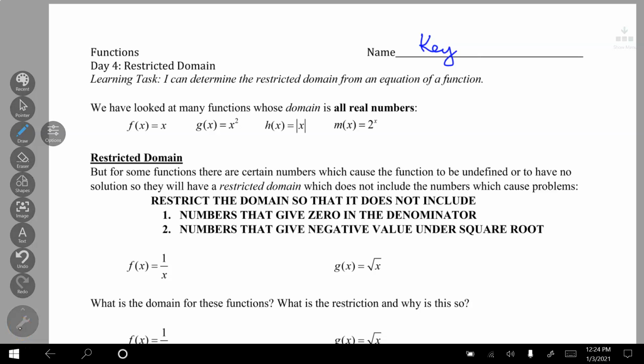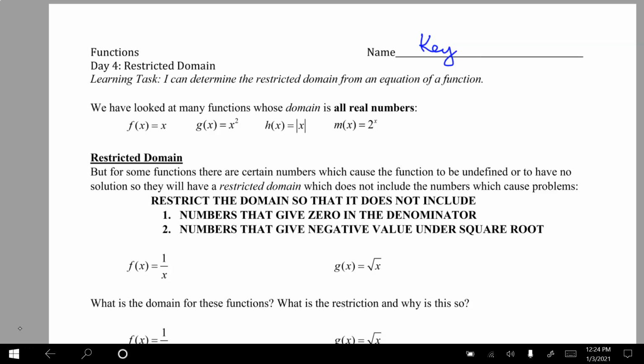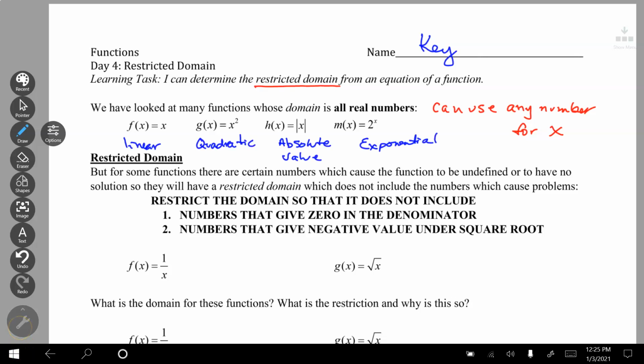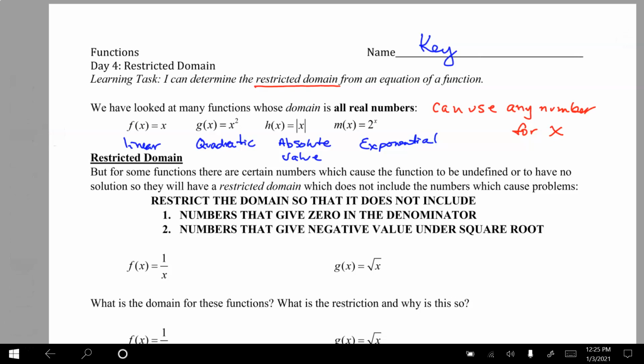Today's lesson is going to look at functions that have a restricted domain. Not all functions can use any number for x. So these functions that we see here all have a domain of all real numbers. I can use any number for x and it wouldn't matter. So these four functions, linear functions, a quadratic, an absolute value function, and an exponential function, you can use any value for x that you want. It doesn't matter. So we're going to look at things that are restricted.